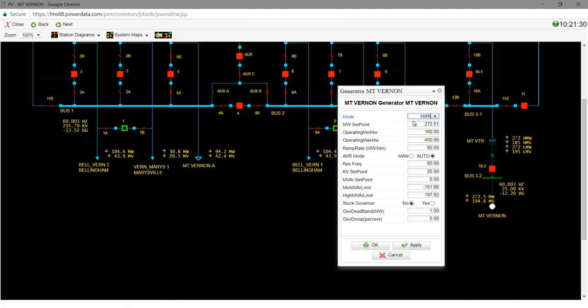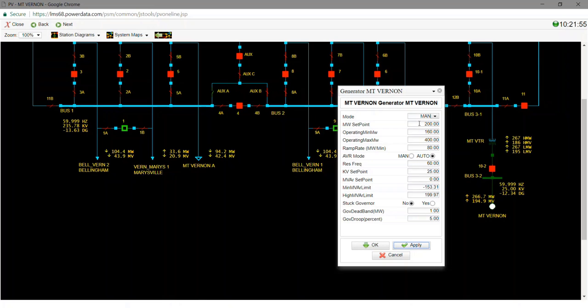So right now I can see my Mount Vernon unit is online in LFC, which means it will automatically move wherever it needs to go based on system conditions. So if I want to shift this unit to manual, first I will put it in manual. I'll see that my mode turns blue, telling me that I have made a change. And I want to reduce its output to 200 megawatts.